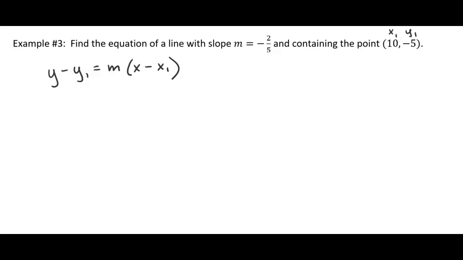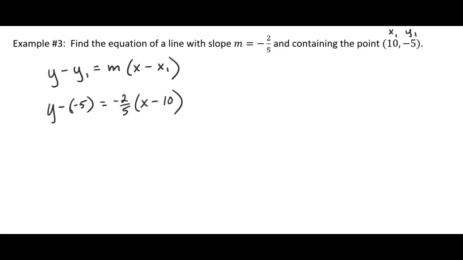Okay, so now we're going to fill in the pieces that we know. We have y minus, we know y sub 1 is -5, so put that in. And again, it's that negative case where you're subtracting a negative number, so that's okay the way we have it written. Our slope is -2/5, and then x minus, and our x sub 1 is 10.